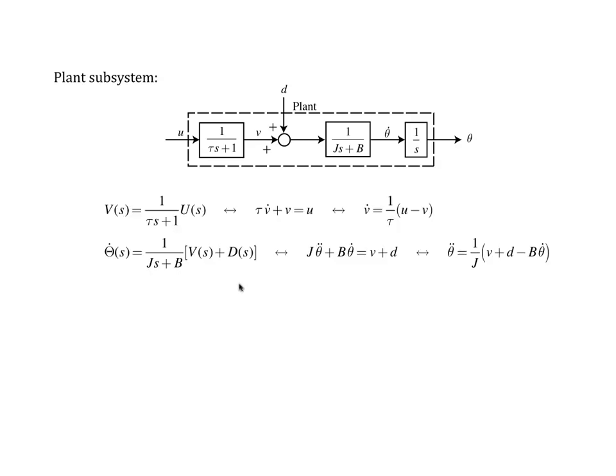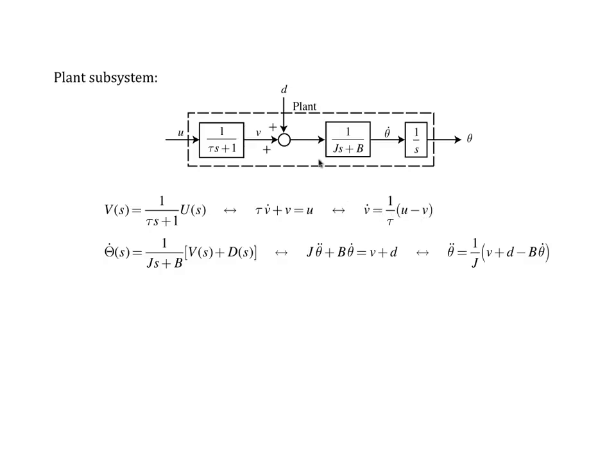For that, I first converted from the Laplace domain to the time domain. Hopefully you remember that for this transfer function 1 over tau s plus 1, the input is u and the output is v. In the Laplace domain, the dynamics can be written this way. If you convert to the time domain, the dynamics can be written as v dot is equal to 1 over tau times u minus v.